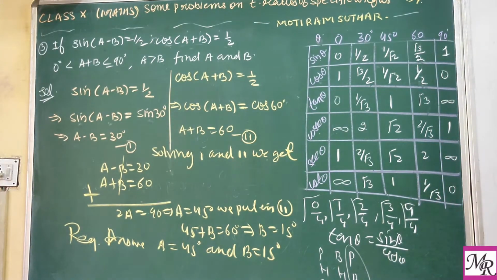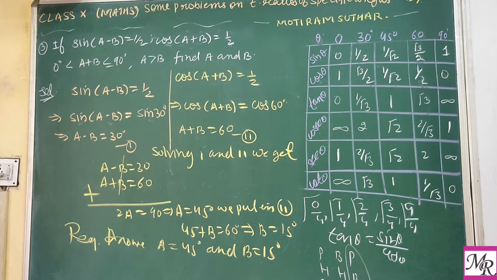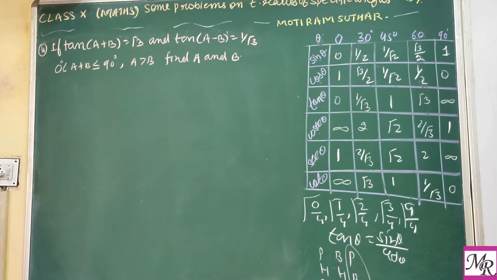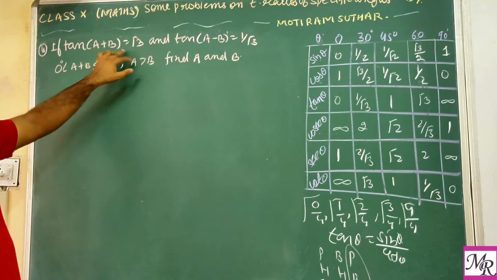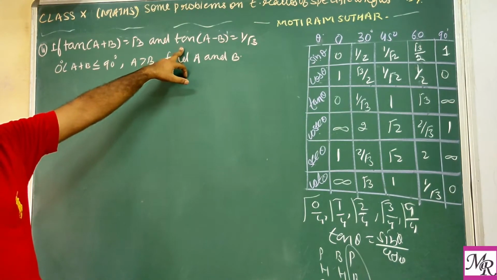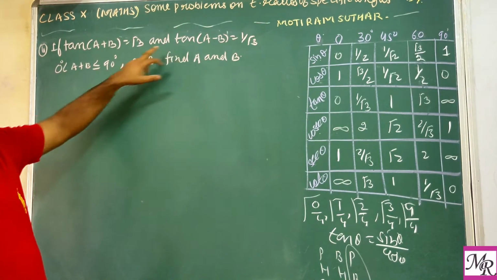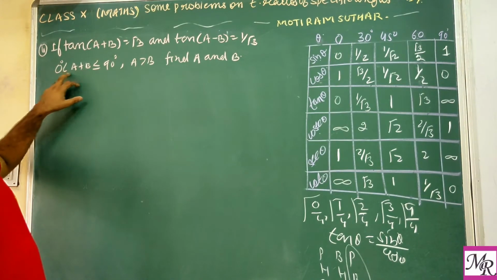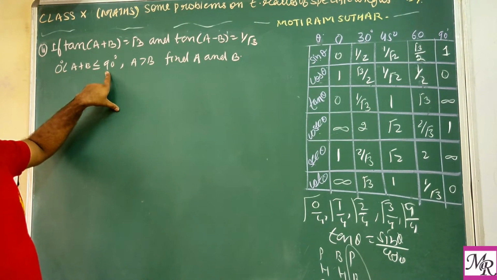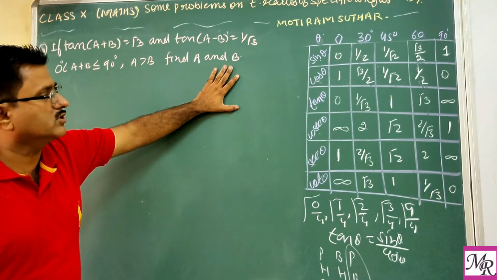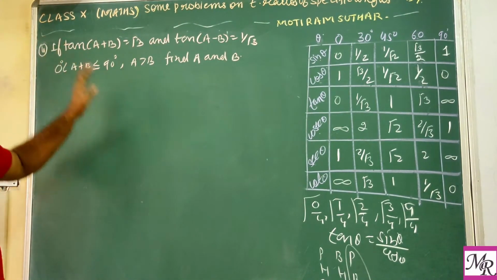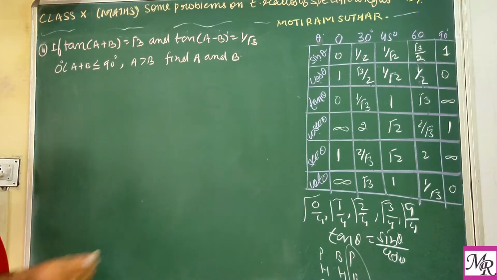So now the next problem. Students, see the next problem says: if tan of A plus B equal to √3 and tan of A minus B equal to 1/√3, and the angles are greater than 0 and less than or equal to 90, and also the condition A greater than B, find A and B. So this is also similar to the previous one, we can easily solve. Clear? So how can we solve?